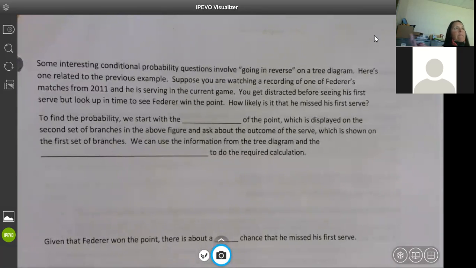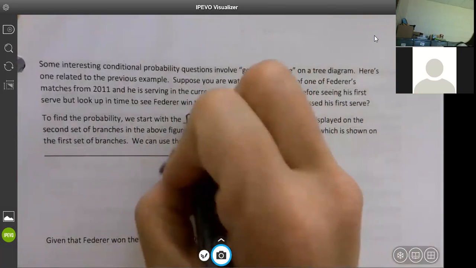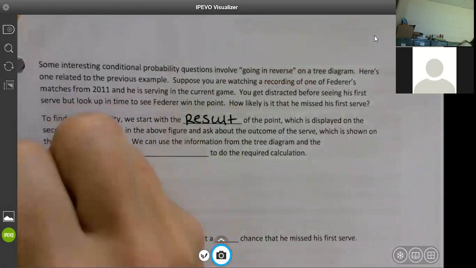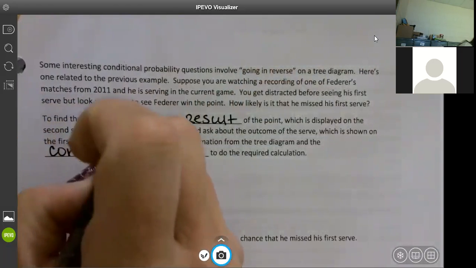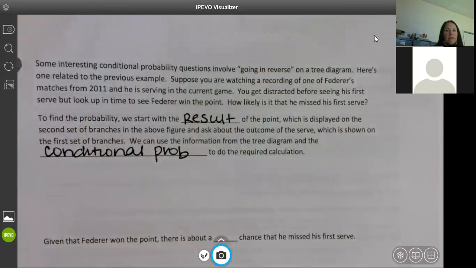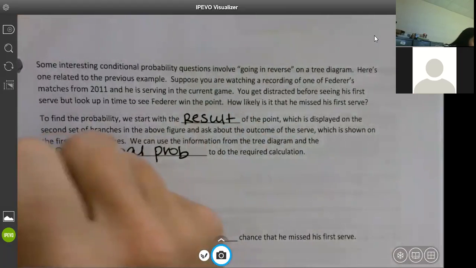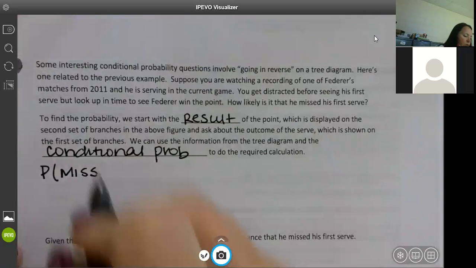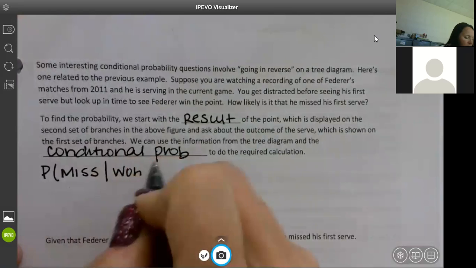So to find the probability, we're going backwards in this probability tree that we made. To find the probability, we start with the result of 1 point, which is displayed on the second set of branches in the above figure, and ask about the outcome of the serve, which is shown on the first set of branches. We can use the information from the tree diagram and the conditional probability to do the required calculation. So what is this? It's the probability that he missed the first, given that he won the point.